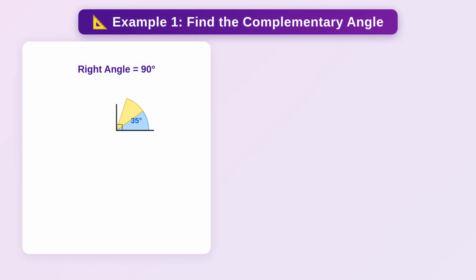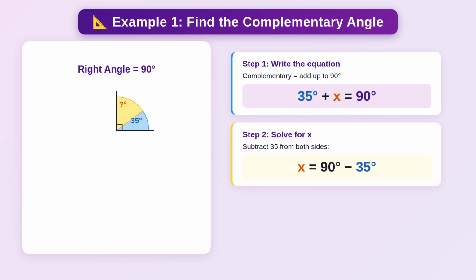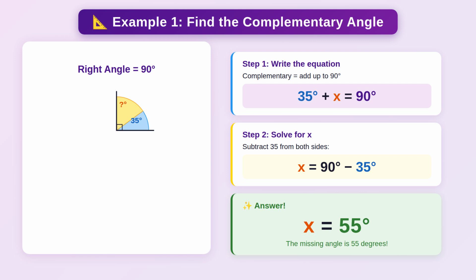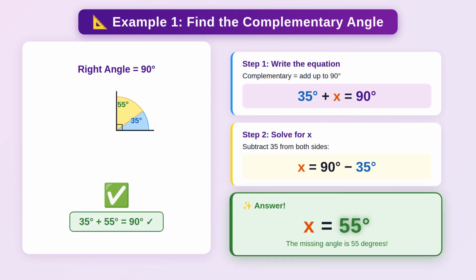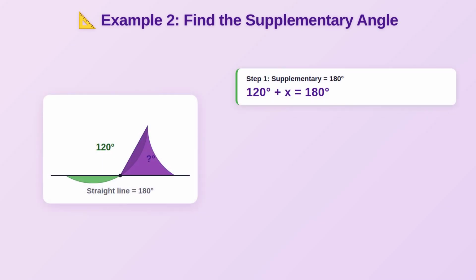Two angles are complementary, and one of them is 35 degrees. What's the missing angle? Step 1. Complementary means they add up to 90. So we write 35 plus x equals 90. Step 2. Subtract 35 from both sides. X equals 90 minus 35. Let's compute that. 90 minus 35 is 55. So the missing angle is 55 degrees. Let's check. 35 plus 55 equals 90. Yes, that's a right angle. Boom, Maya got her first one right. Great job. Now let's level up.